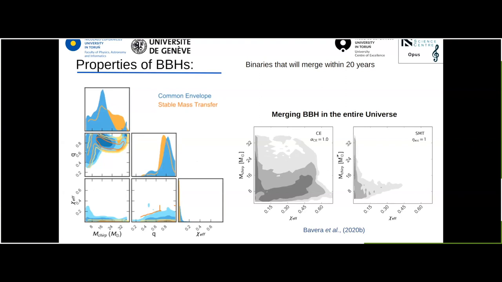It is interesting to compare these predictions with those of the population of binary black holes for the whole universe. The primary difference here is the metallicity dependent star formation history. The most striking difference is the lack of fast spinning black holes in the common envelope channel.